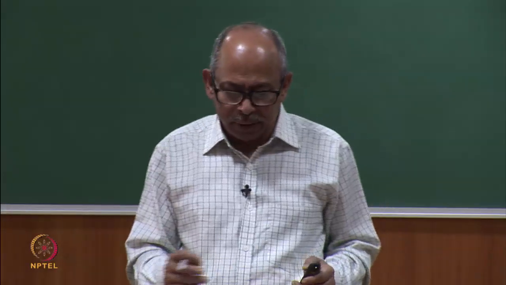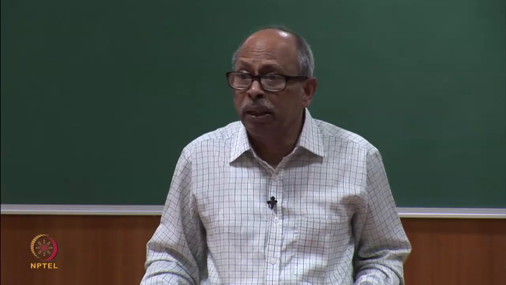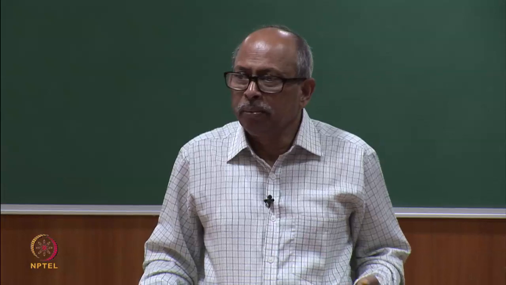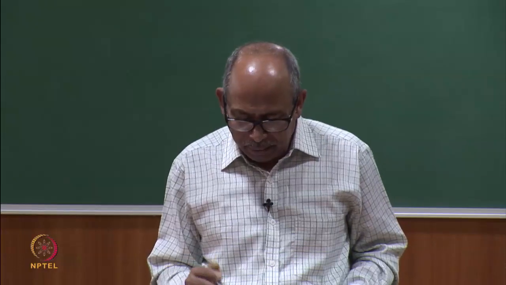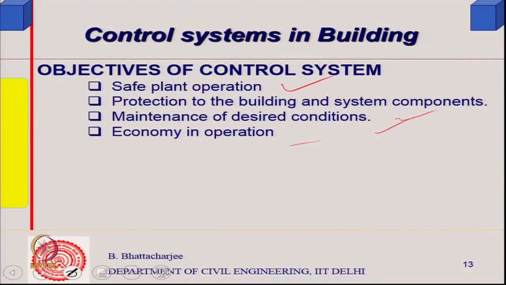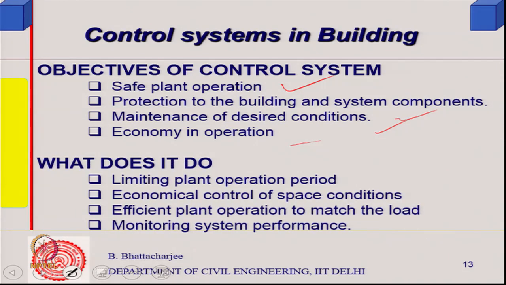But then in services, of course, this has been used earlier, for fire for example, the automatic sprinkler system. An automatic sprinkler system is nothing but an intelligent system the moment it sees fire. So, this has been there for quite some time, and that is why safe operation, protection of the building and system components, maintenance of desired condition and economy finally result, because you will use it only and only when it is required. Limiting the plant operation period, economical control of the space condition, it will not go too far beyond, right, and efficient plant operation to match the load, monitor the system performance.